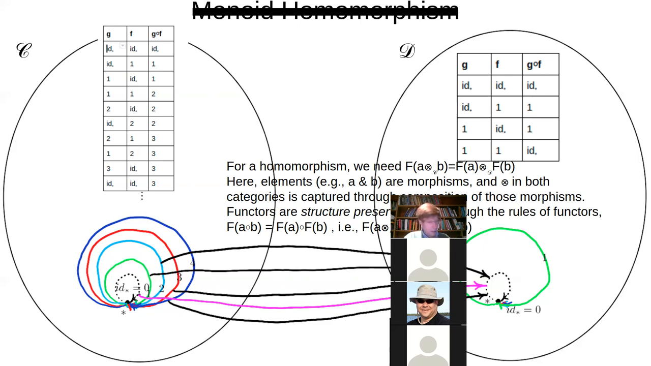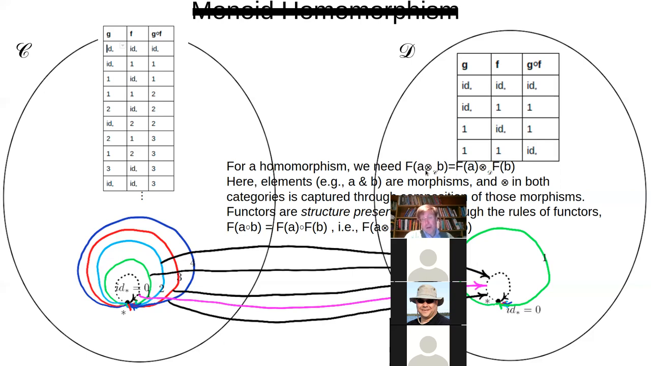For example, D could be a single object, and F could map everything onto that object. I could map every morphism, for example, onto the identity morphism over here, indeed. But we have to have this property preserved.